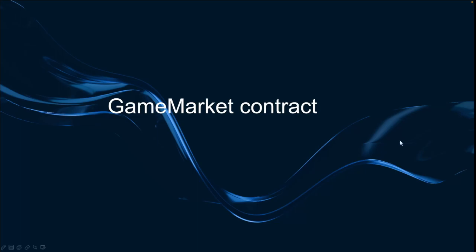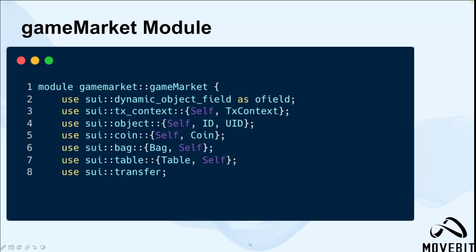Let's start with the game market contract. This section of the code is the beginning of the game market module and includes the import statements for the various libraries and modules that will be used throughout the contract.